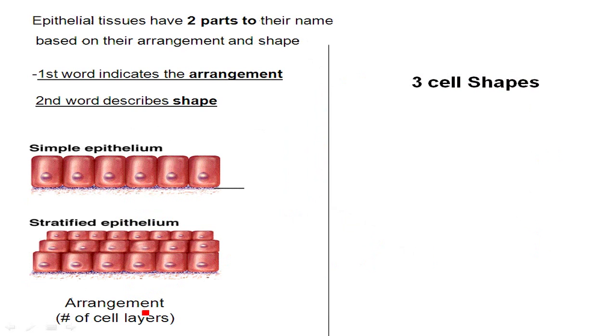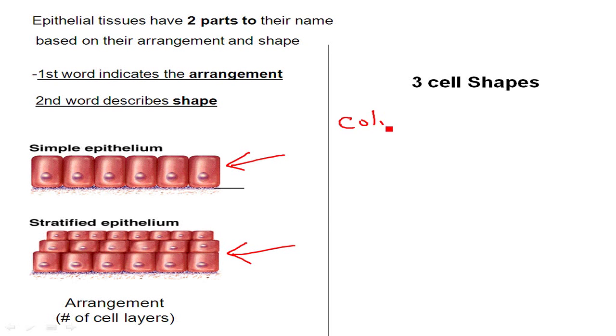Now, we describe our cells by using two names. Each type of epithelium has a two-part name. First part's going to describe, is it one layer of cells or two layers? So the arrangement is being described. The first is going to be a simple epithelium, where there's just one layer of cells. The next is going to be layers and layers of cells stacked on top of each other, and we call that stratified. Now the second part of the name is referring to what shape the cell is.